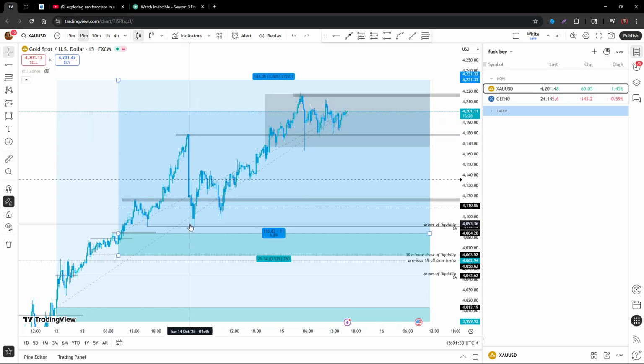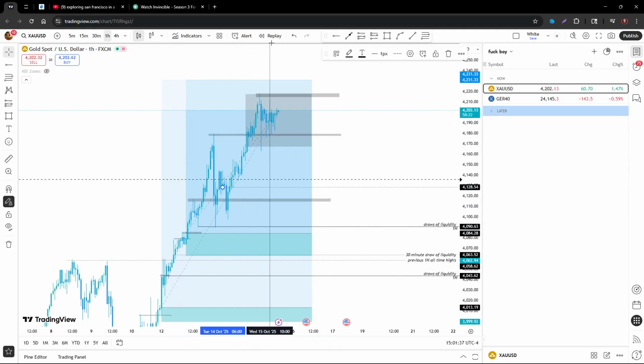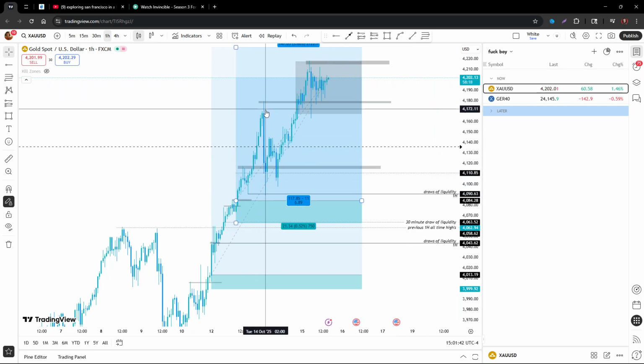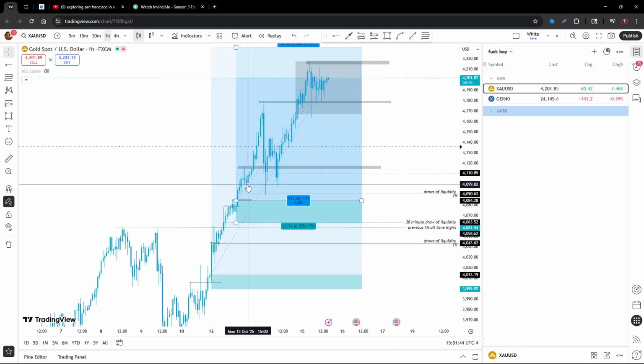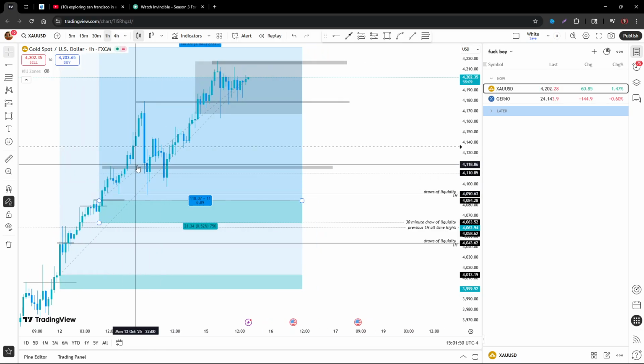We got pullbacks down to the draws of liquidity that I drew on the 1 hour, just right here. After we started seeing pushes up from this low, I saw that liquidity probably wanted to draw back to the zone. So what did I do? I marked out this draw of liquidity, and then boom, we got a rejection off that zone.